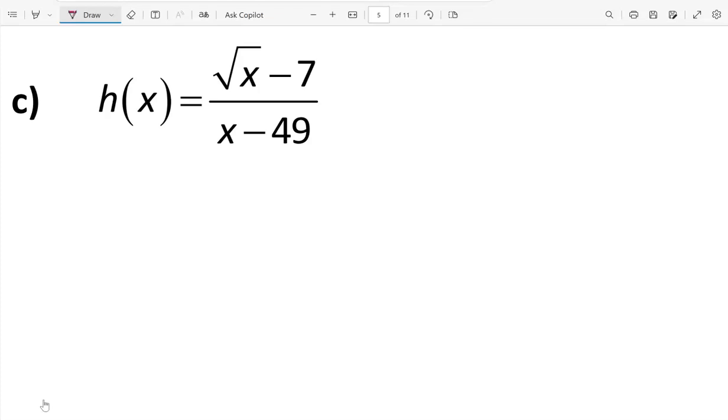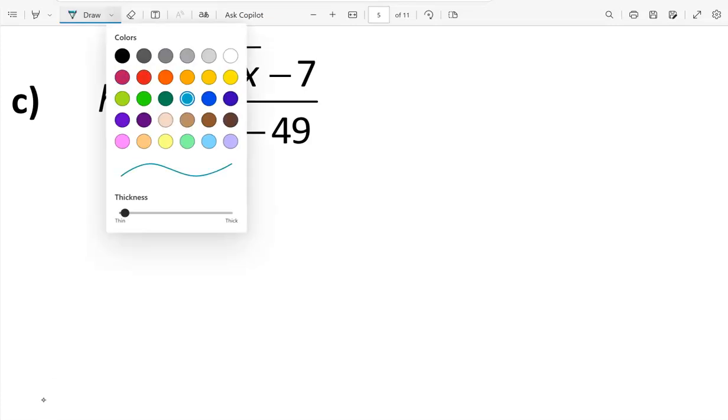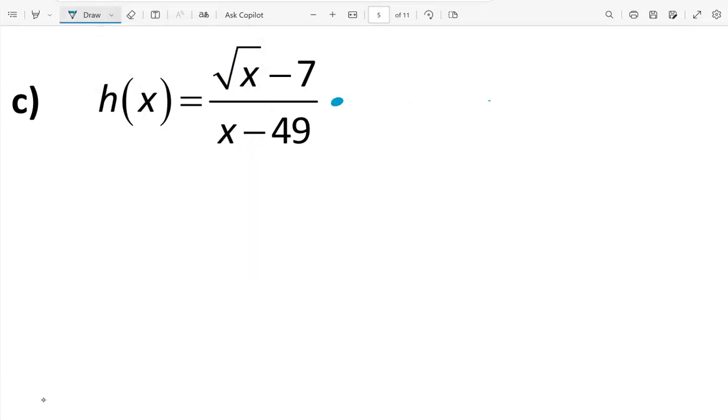In C, we have a couple of implied domains here. x can't equal 49 since our denominator can't equal 0, and also x has to be greater than or equal to 0 since that x is under an even root. But what we can do here is multiply the top and bottom of this by the conjugate of what's in the numerator. So the square root of x plus 7 and the square root of x plus 7.